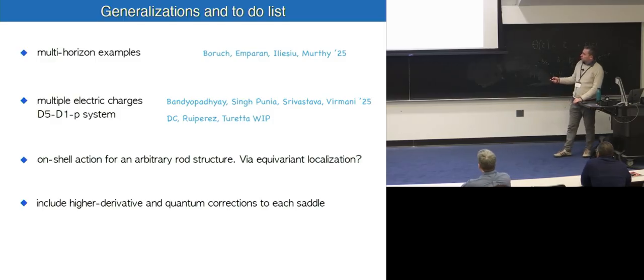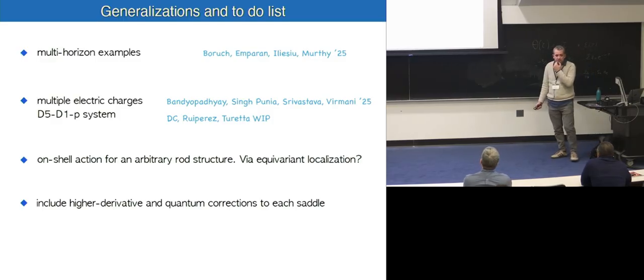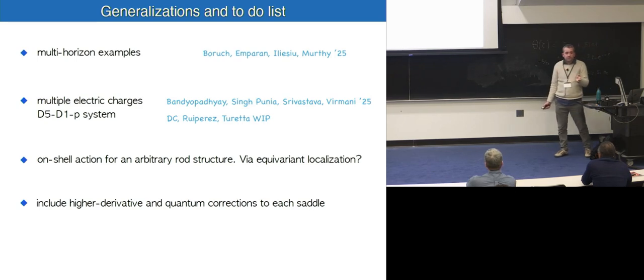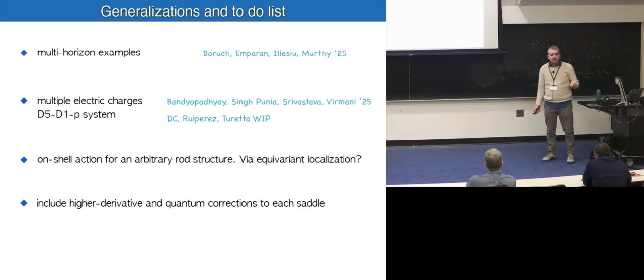So here I'm coming to the outline and the outlook, the perspective for future work, possibly. Something I've not discussed is the case with multiple electric charges. For instance, if you want to study the D1-D5-P system, what one should do is really to consider the case with three independent charges.